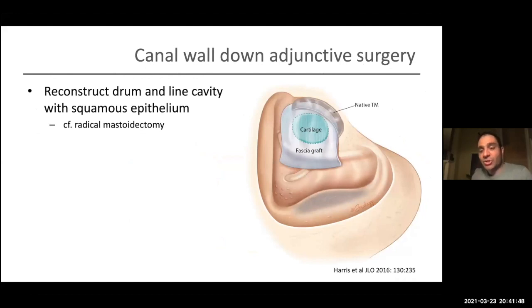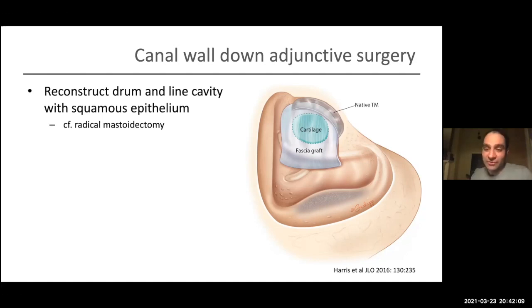And then the reconstruction. This is the point when you're actually quite tired, you've done a lot of the cholesteatoma dissection and you're just wanting to get out, but actually this reconstruction is critical. So you're going to reconstruct the drum and line the cavity with squamous epithelium, or you're going to encourage squamous regrowth. Compared to the old-fashioned radical mastoidectomy, there's basically no attempt at reconstruction.